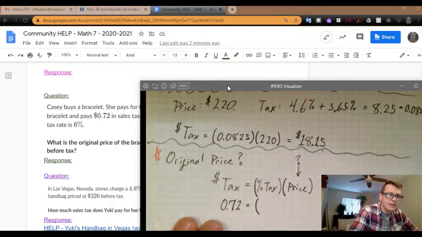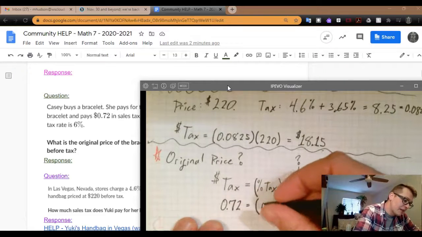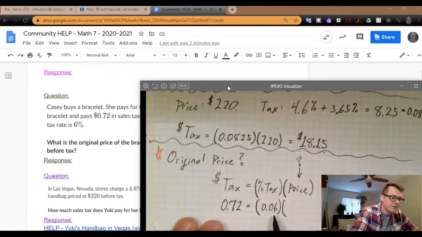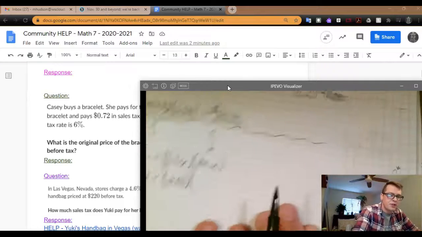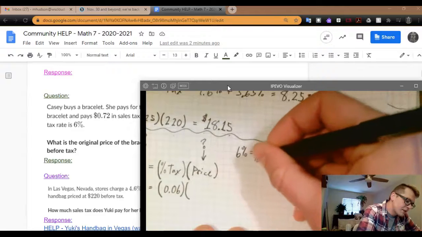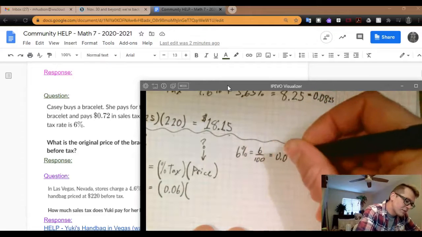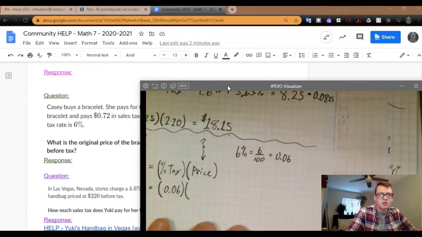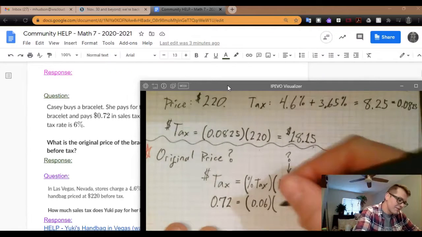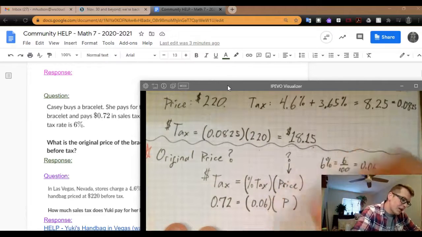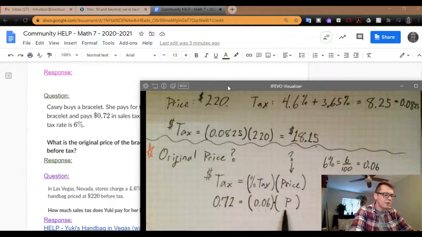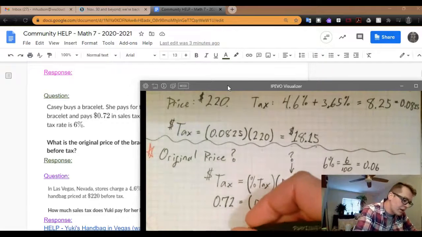The tax rate is 6%, but again, we cannot use the percent in the problem, so percent tells us to divide. So remember, if you need to make a note off to the side, 6% tells us to set up 6 over 100, which becomes 0.06 or 6 hundredths. So we got 6 hundredths in there as our tax rate, and the price we don't know, we will call that P.